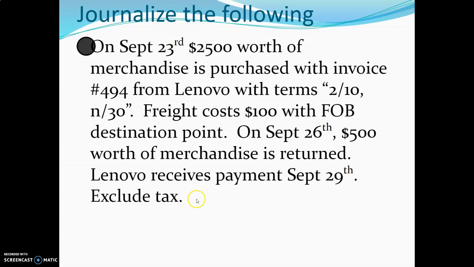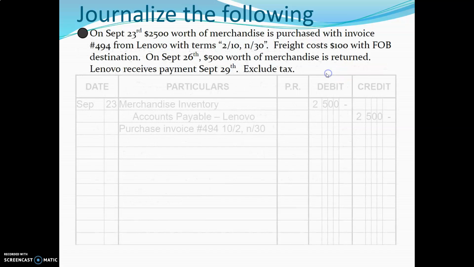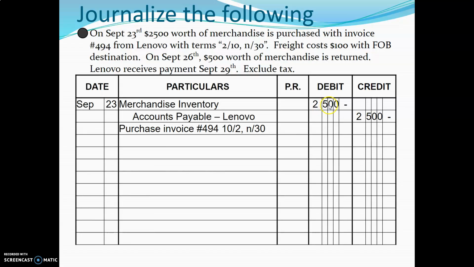All right, let's work through this. What I would encourage you to do is pause at this point and see if you could do this on your own. The very first thing, let's start with September 23rd. We know that we bought $2,500 worth of merchandise, so we're going to be debiting that account. What are we going to credit? Well, it is an invoice, so it is an accounts payable. Let's start with that. Let's make this smaller so we can get our journal entries in here. So there we go with our first entry.